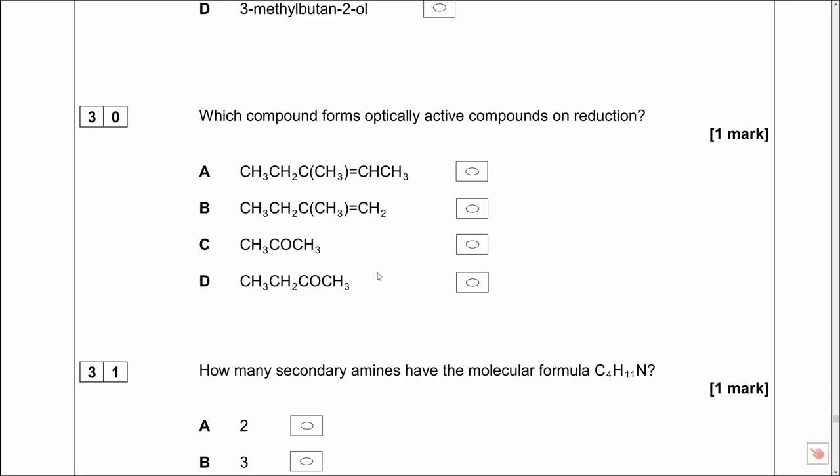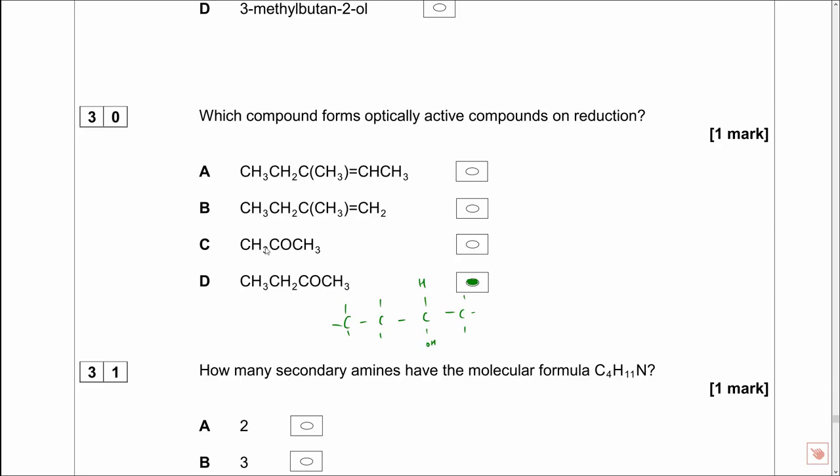Which compound forms optically active compounds on reduction? Right, well, this here is going to be... Oh, this is a ketone. Let's draw it out quickly and see. That's going to end up becoming... That would work straight away. I think D would work. Well, D does work, so I'm going to go with D.